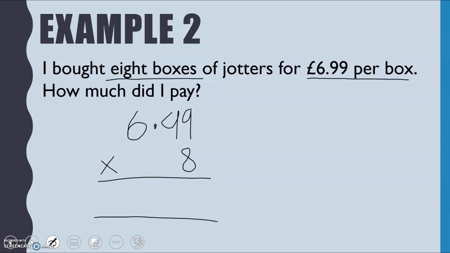So 8 9s are 72. Carry my 7. Again, 72 plus 7 then is going to give me 79. Line up my decimal points, the really important bit. 8 6s are 48, plus 7 is going to give us 55 here.